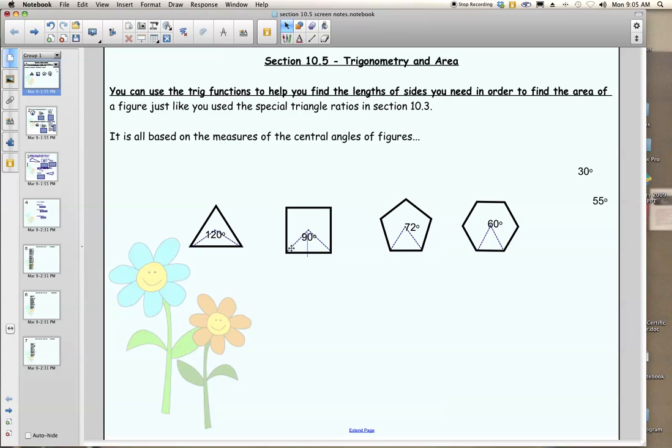Same thing here. In a square, it gives us a 45, 45, 90, so that's a special right triangle. And in an equilateral triangle, this would be 60, so it would create a 30, 60, 90 triangle.